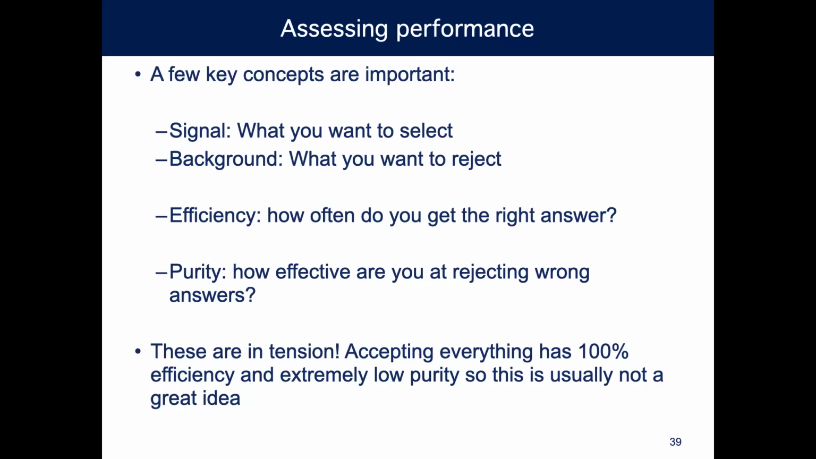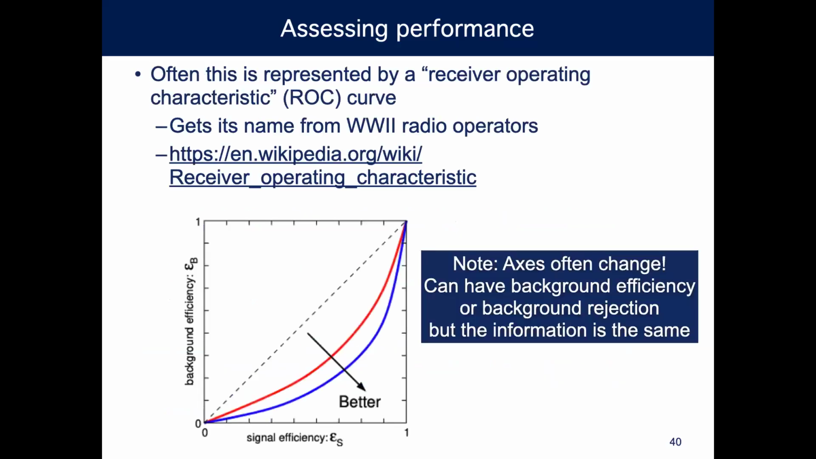These are in tension, right? If you accept everything, it has 100% efficiency, but the purity is tiny, so you wouldn't want to do that, right? If you accept nothing, then you're rejecting everything. So your purity is very pure, but it's 0 over 0, so it's kind of undefined, right? So you need to balance this tension.